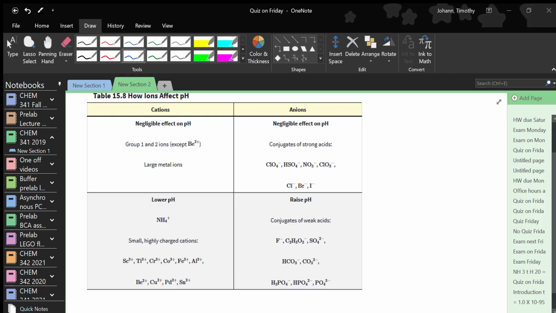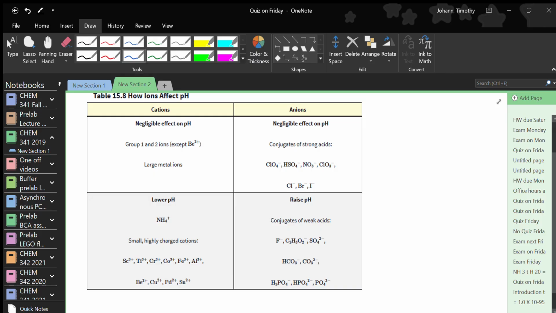And then we have weak conjugate bases of weak acids: hydrofluoric acid, acetic acid, fluoride, acetate. We know that the second proton coming off of sulfuric acid is also a weak acid. So those things, you dump them in water, they're going to pick up a proton, and they're going to make it more basic.